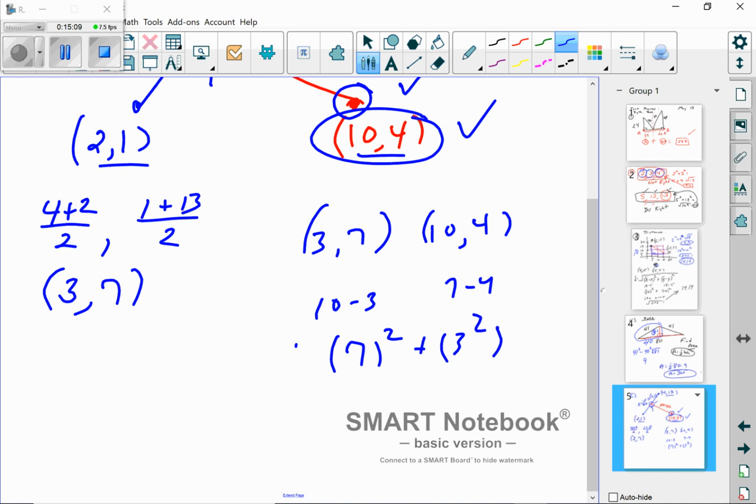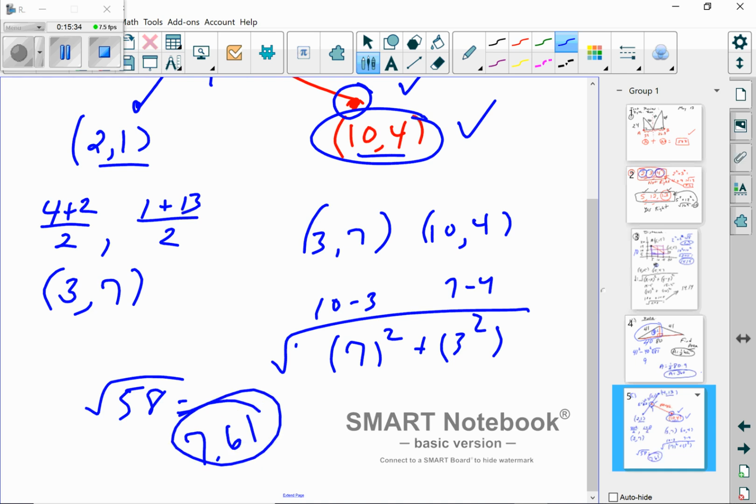We're doing legs here, and square root. So 49 plus 9 is 58. So I think we need the square root of 58 to be our answer. That's the distance, right? Of course, I'm just about without my calculator. So square root of 58 equals about 7.61. So 7.61 miles or whatever for that.